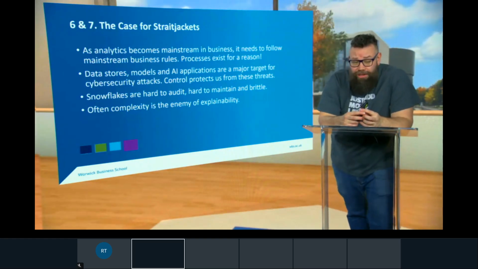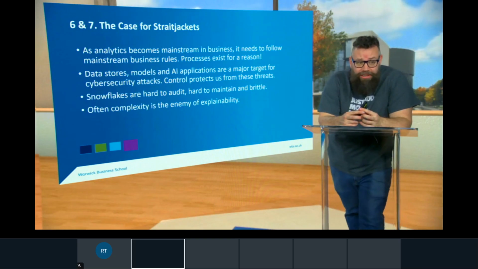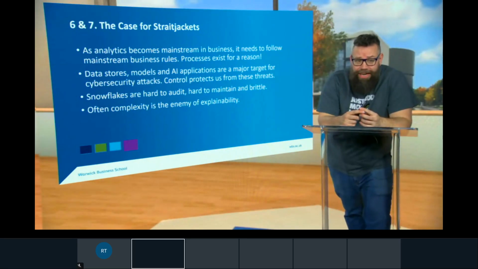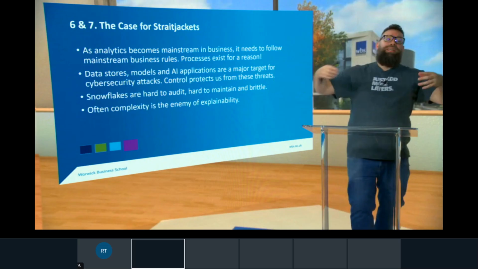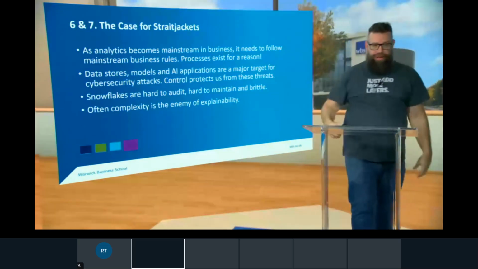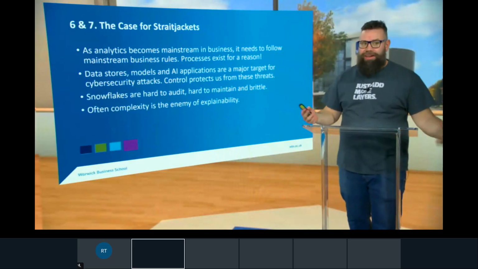When you have a bunch of snowflakes, when you have everyone doing things differently, how do you manage that? How can you audit it? You need to be an expert in everything to be able to read everyone's code. How do we maintain that as an IT function? How do we keep all of these different applications running? We just can't have that level of expertise.